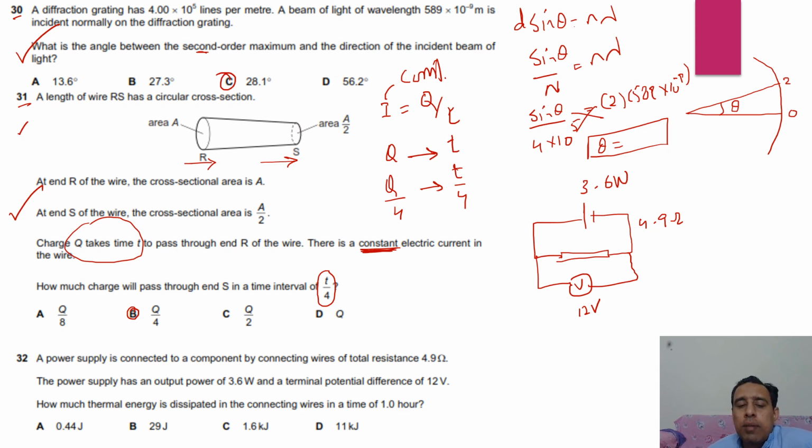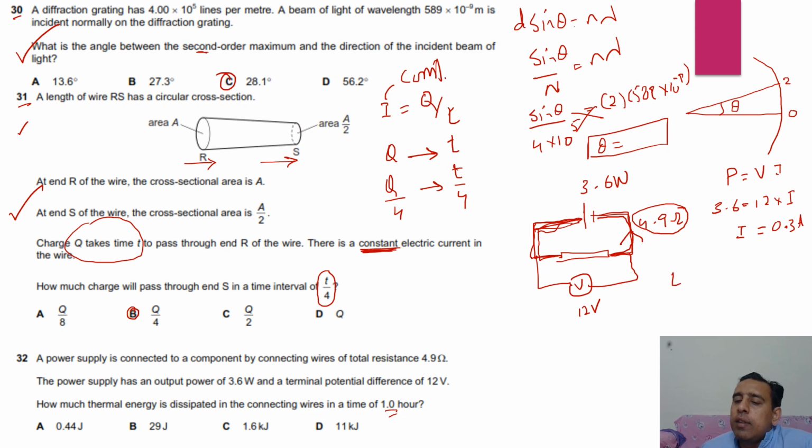How much thermal energy is dissipated in 1 hour in the leads, in the wires? So we have to use this resistance, which is the resistance of these wires, indicated in this bold way. By using the relation P equals VI, we can find the current flowing through these wires. It is 3.6 equals 12 into I, so the current is 0.3 ampere.